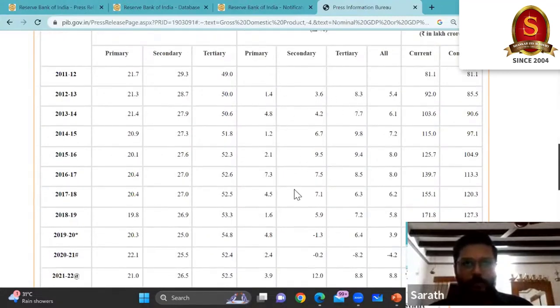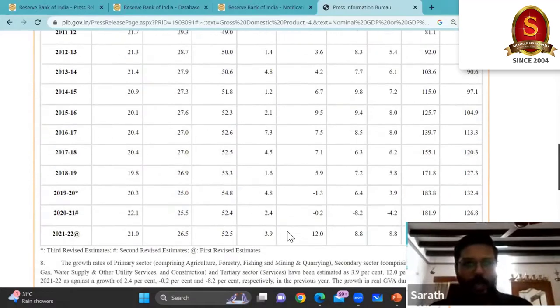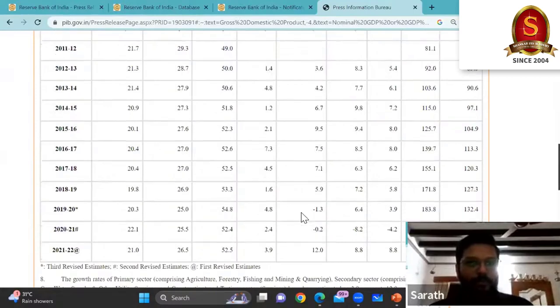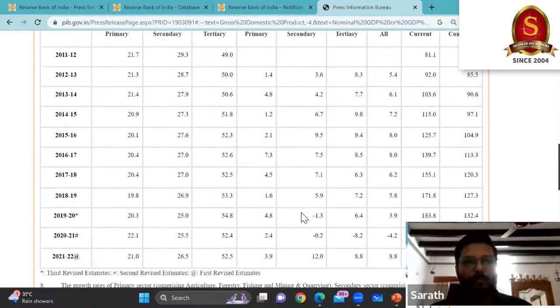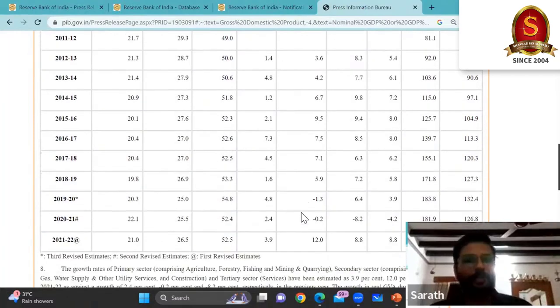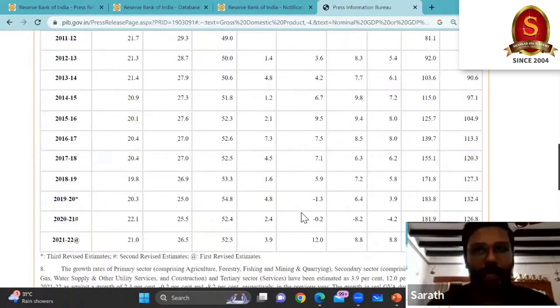Primary, secondary, tertiary, all of them are positive mostly. In 2019, we had a slowdown or reduction in growth in secondary. In 2020-21, we had a reduction in growth in both secondary as well as tertiary due to COVID. But if you look at the primary sector, from 2012-13 to 2021-22, every year you will find a positive sign. Whether it is 1.2% growth or 4.8% growth, whatever the rate, it has been positive for the last decade. So this is the interpretation from the data.